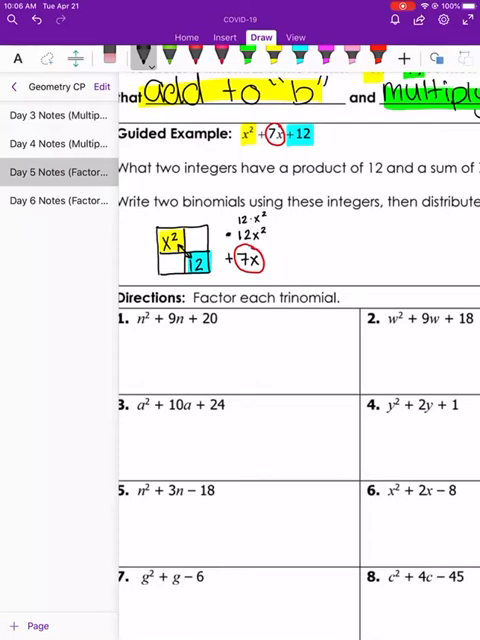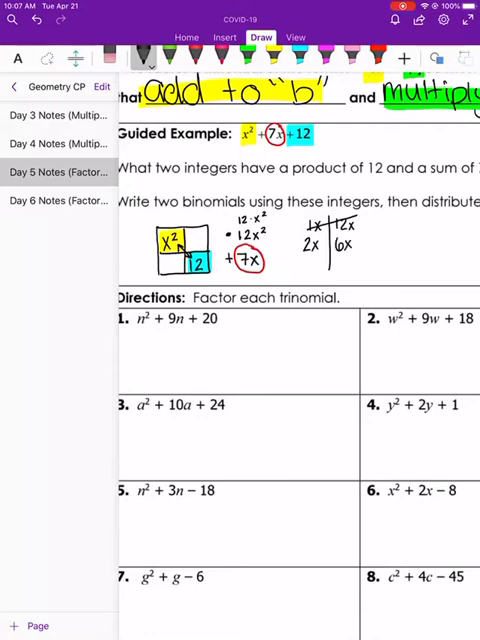12x squared, okay? So start with your basics. Well, we know 1x and 12x will multiply to 12x squared. But does 1x plus 12x add to 7x? No. So that's not an option, okay? So now I'm going to go to my next one. Okay, does 2 go into 12? Yeah. So how many times does it go into 12?